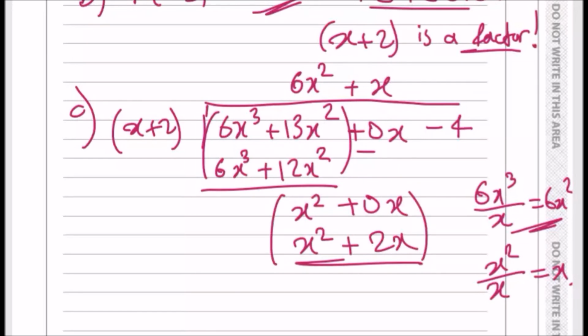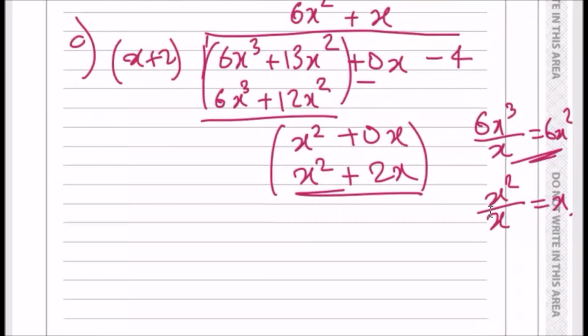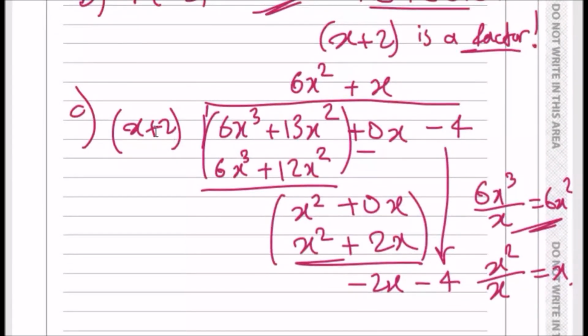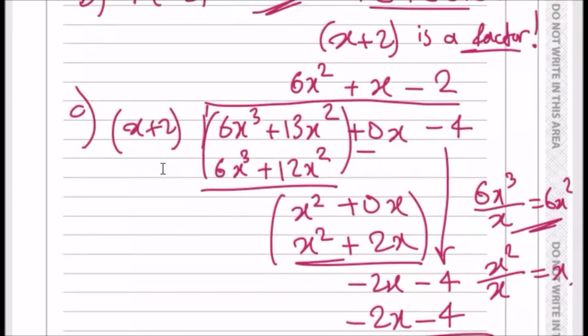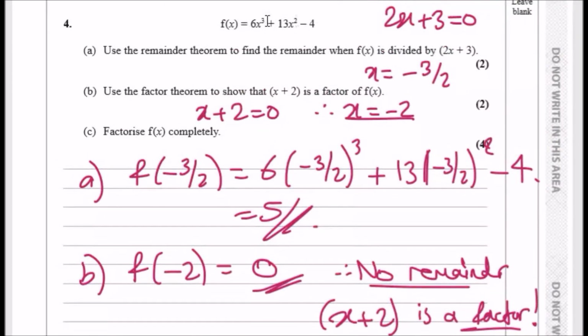So big bracket minus this. You should get 0 minus 2, which is minus 2x. And lastly, drop the negative 4 down, so you get minus 2x minus 4. Ask yourself, how many times does x fit into minus 2x? It fits in exactly minus 2 times. Multiply minus 2 with the factor and voila, you get an identical expression, minus 2x minus 4. Again, this will give you no remainder. And that's it, guys, you did it. So now you can say that when x plus 2 is multiplied by the quotient bit, the quadratic bit, you get the cubic f(x) expression.